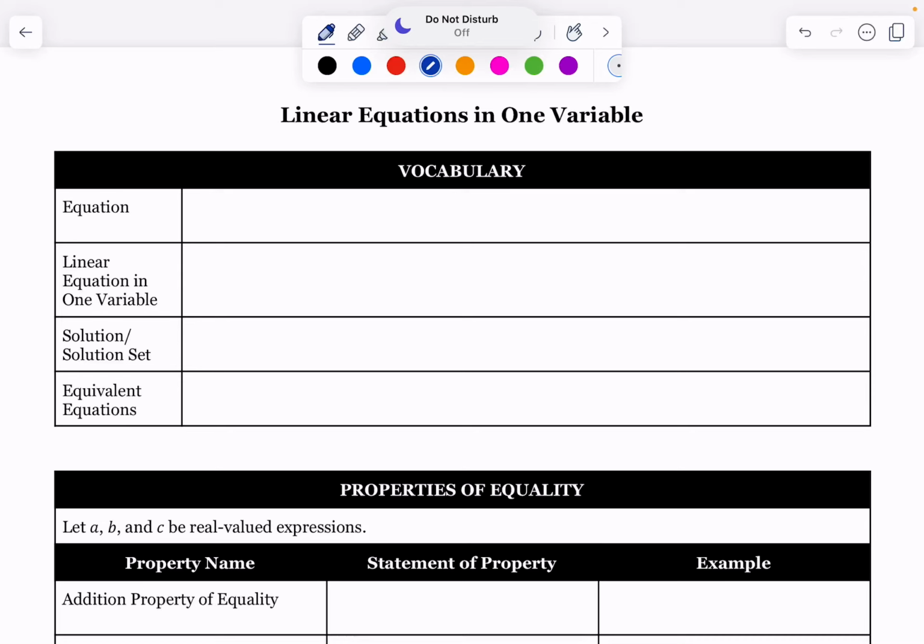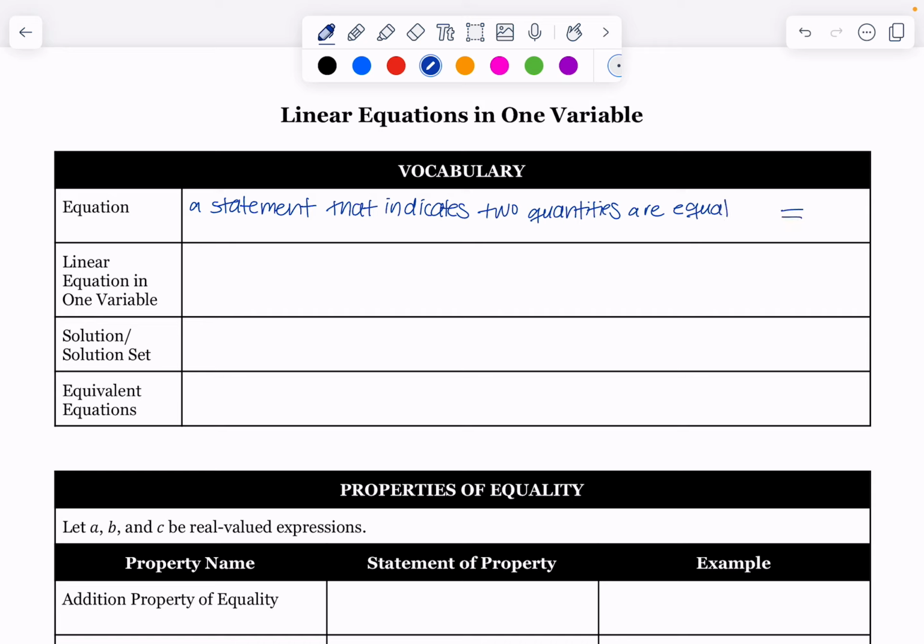All right, today's lesson is on section 1.2, linear equations in one variable. First, let's talk through some of the vocabulary words. An equation is a statement that indicates two quantities are equal. And we will be seeing equal signs for these.